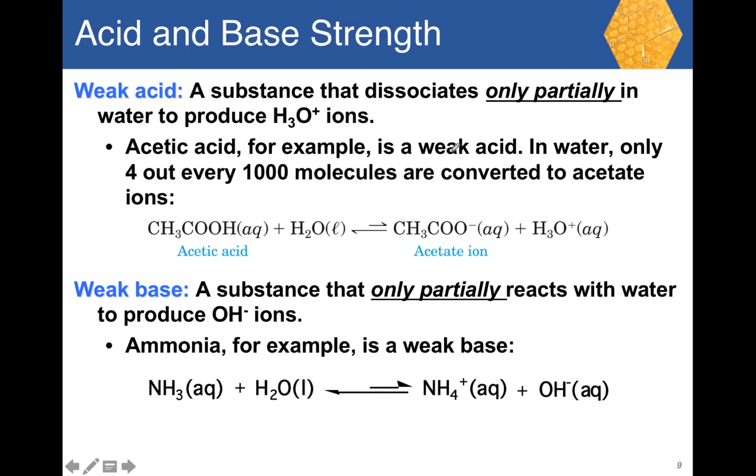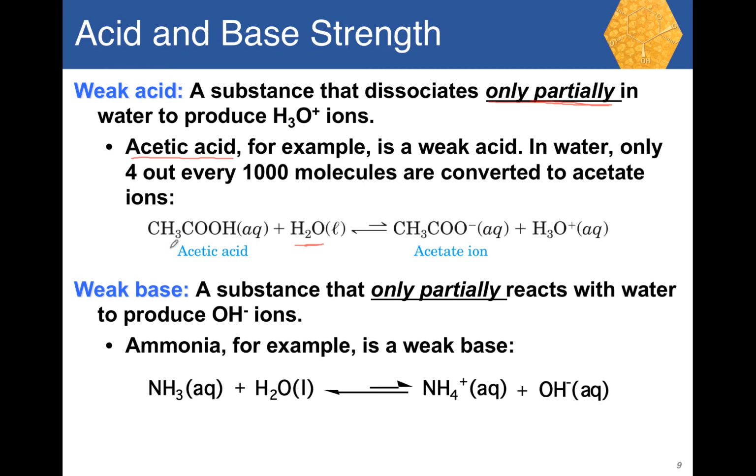A weak acid is only partially dissolved in solution, in water, because our solvent is water for the time being. So acetic acid is an acid that's only partially dissolved in water. So that information must be given to you. You would not know that. So therefore, it is a weak acid.